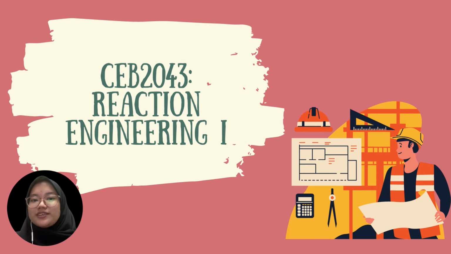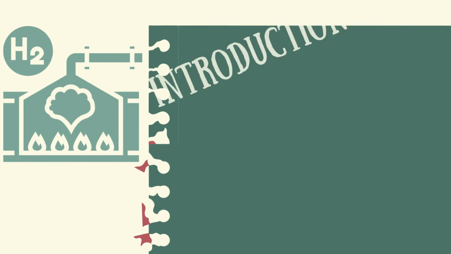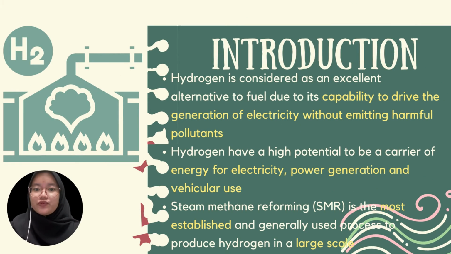Hello everyone, my name is Hazirah and I will be presenting for CEB 2043 Reaction Engineering 1. Hydrogen is considered an excellent alternative fuel due to its capability to drive the generation of electricity without emitting harmful pollutants. Hydrogen has a high potential to be a carrier of energy for electricity, power generation and vehicular use. Among the methods used to produce hydrogen, steam methane reforming or SMR is the most established and generally used process to produce hydrogen on a large scale.